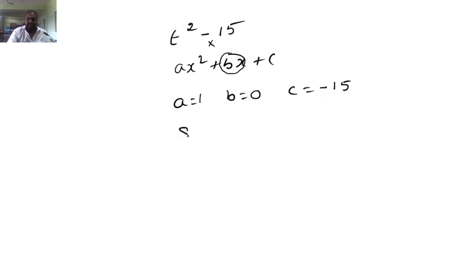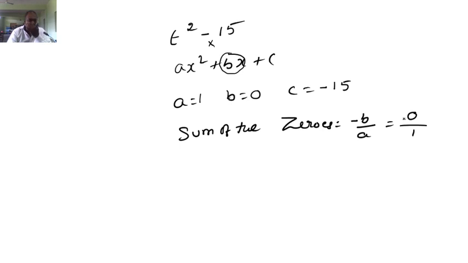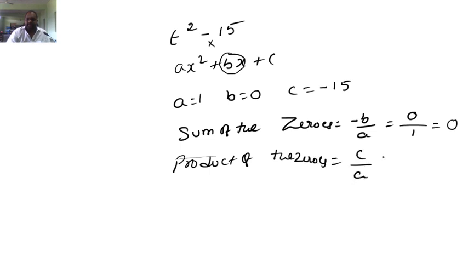Okay, sum of the zeros, minus b by a, 0 by 1. 0 is neither negative nor positive, so it does not have any sign. So minus 0 and 0 both are the same, so 0 by 1 means 0, because 0 by anything is 0. Product, c by a, c means minus 15 by 1, that is equal to minus 15.